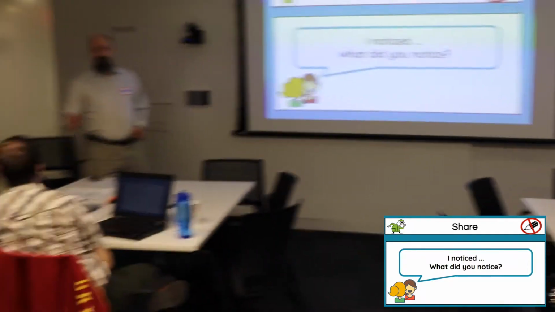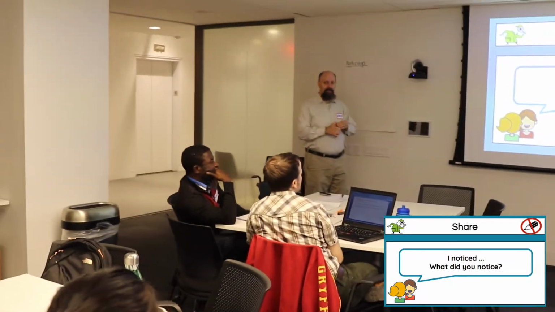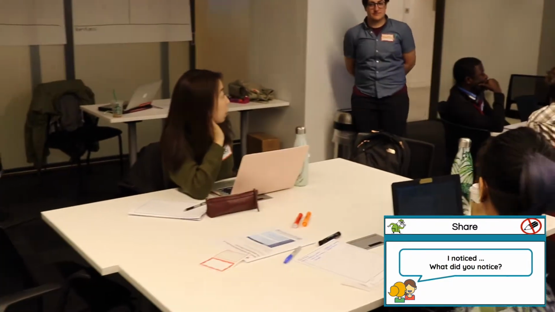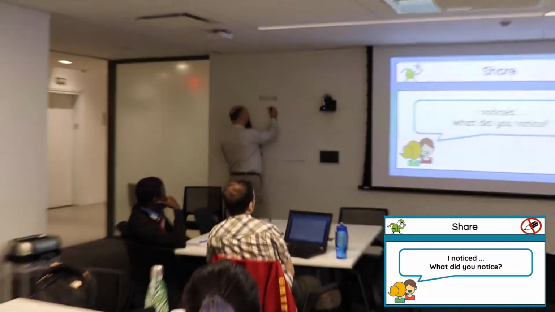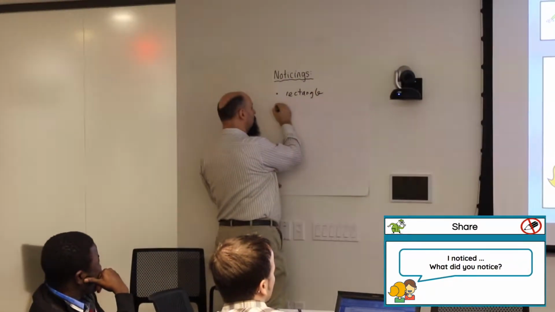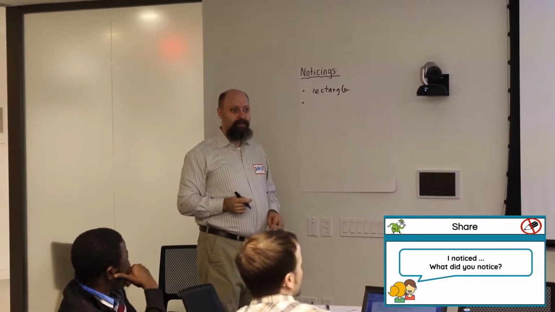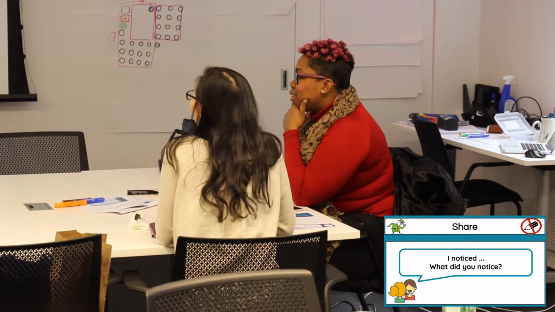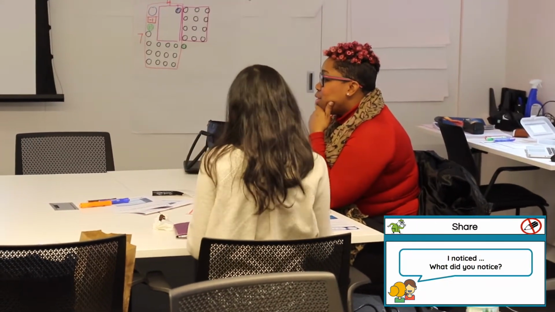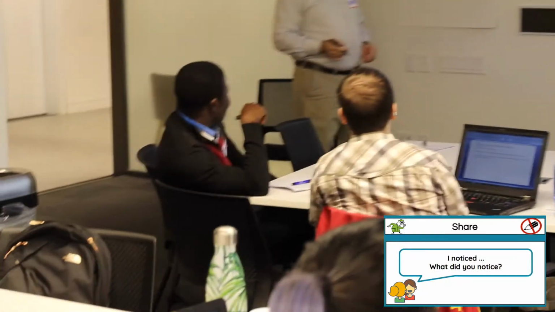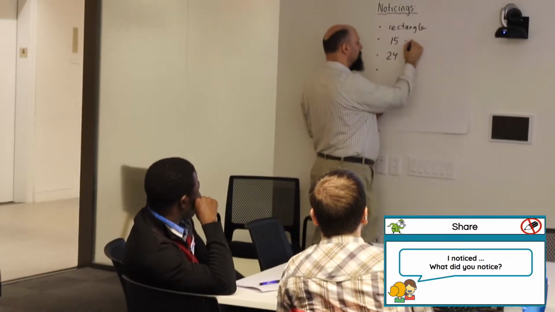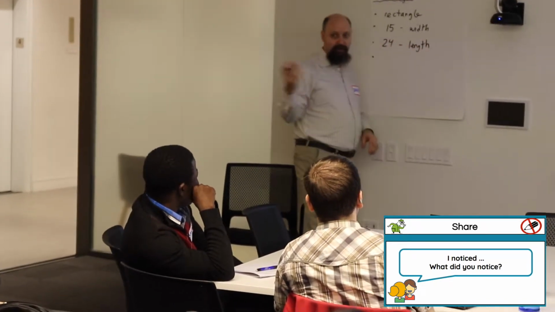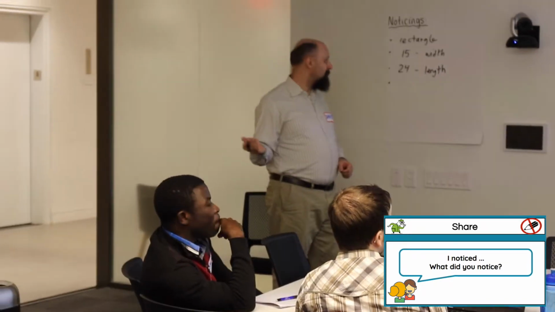Why don't I take noticings from each table? Somebody at this table would like to share a noticing? There was a rectangle. Rectangle, great. Something else? The measurements were 15 and 24. Anything else to add? The width was 15 and the length was 24. So you're connecting the numbers with the width and length. What else did we notice?